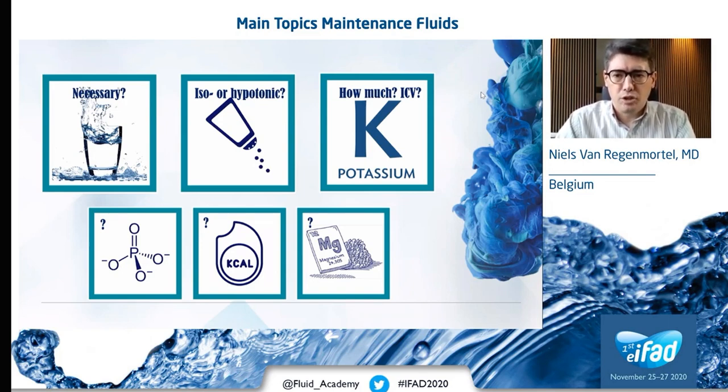The second question is potassium. How much do we give? What does it do? Where does it go? And especially important is that potassium goes in the intracellular volume, which is, of course, a totally different place than sodium and chloride in water. Thirdly, we have phosphate, calories, and magnesium, and I will discuss them in a few minutes.